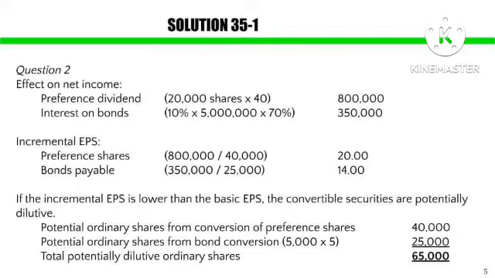Now we can solve for the dilutive ordinary shares by finding the sum of the potential ordinary shares from conversion of preference shares amounting to 40,000 and the potential ordinary shares from bond conversion amounting to 25,000. So, we have a total number of potential dilutive ordinary shares amounting to 65,000.